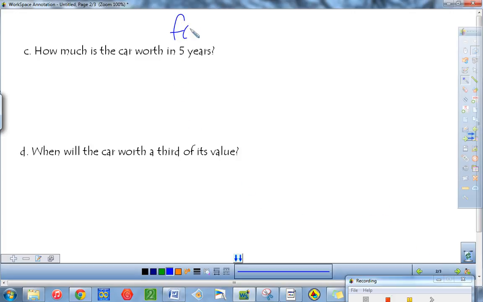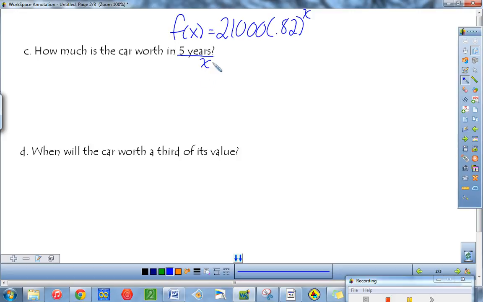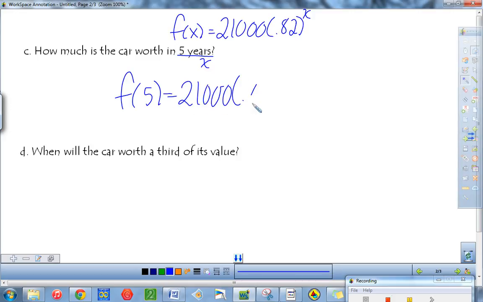So we have this lovely equation. Times 5? Not times 5, to the 5th. We're going to substitute 5 in for our x. This is years. Years is our x value. So we're finding f of 5.